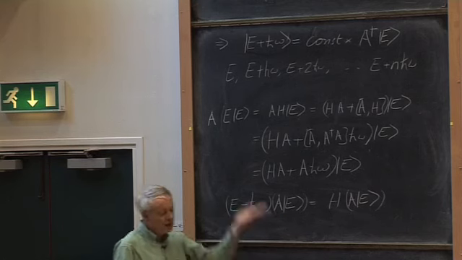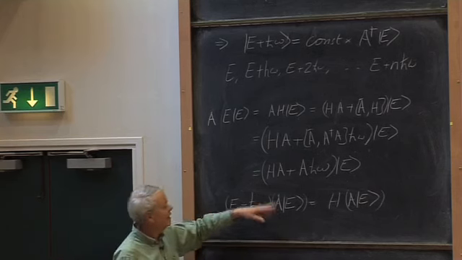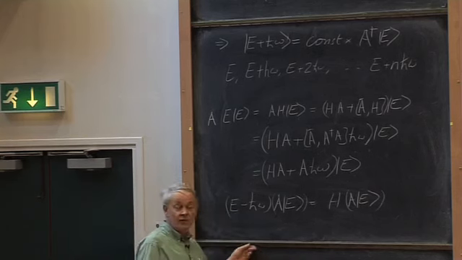So A dagger raises your energy, it increases the excitation of the harmonic oscillator, and A evidently lowers the energy of the harmonic oscillator.